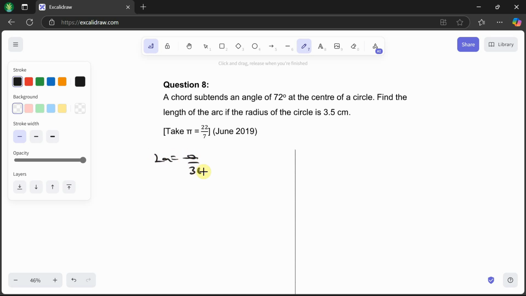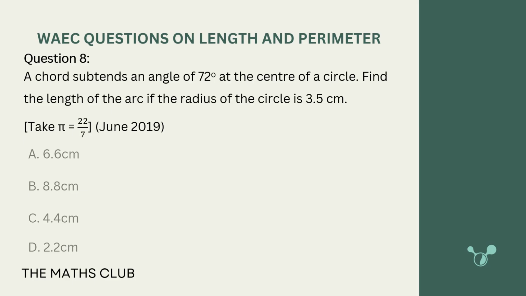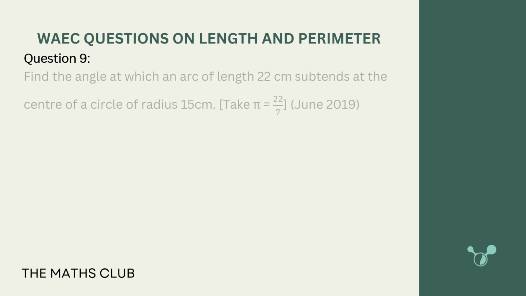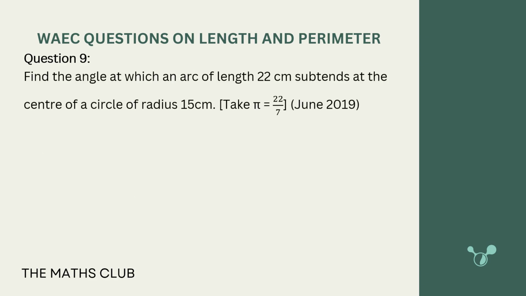Theta over 360 times 2 pi r. Our theta here is 72 over 360 times 2 times pi is 22 over 7, and then our r is 3.5. So let's solve this. So from here, my length of arc is 4.4 centimeter. Let's see if we're correct. That will be option C. Great.